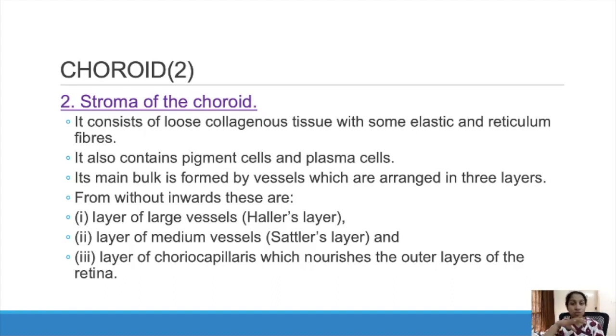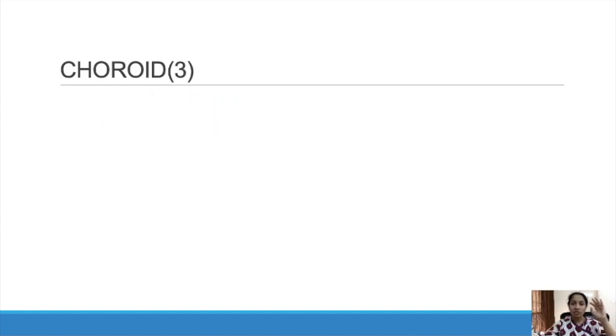So this is the stroma. Stroma consists of mainly elastic and reticulum fibers, and it also contains the pigment and plasma cells, and the main bulk is formed by the vessels. That's why this layer is known as the vascular coat of the eyeball. So these vessels are again classified into three layers. You can see the first layer is large vessels, second layer is medium vessels, and last one is capillaries, that is choriocapillaries. That is the stroma of choroid.